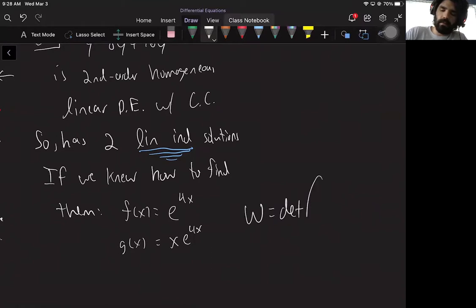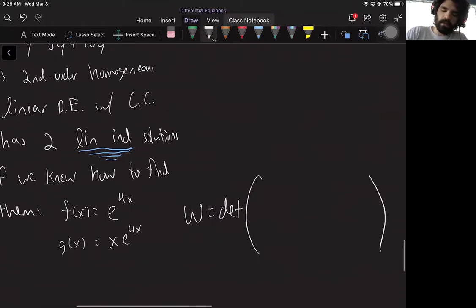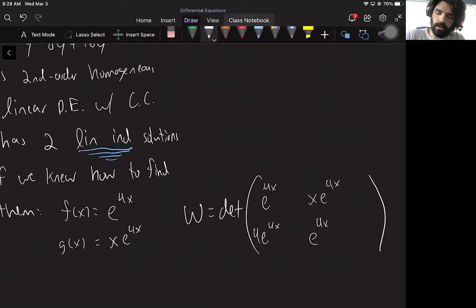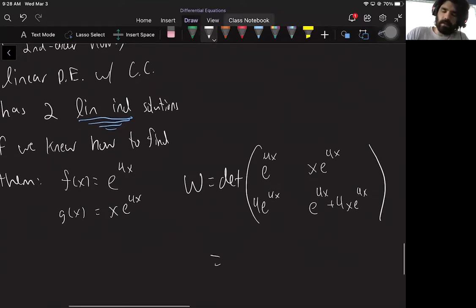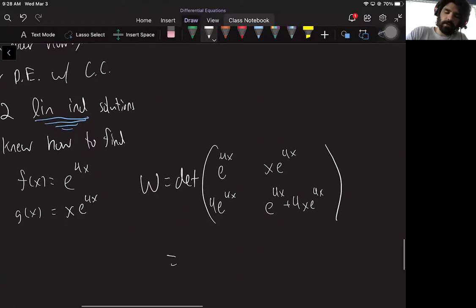So let's do that. All right, so the Wronskian of these two functions would be, if I take the derivative of f of x, it's 4e to the 4x. Oops, so that goes underneath. Skip a step. And then over here is just x e to the 4x, but now I've got to use the product rule, which is a bit annoying, but that's okay. Plus, okay, so you can check that with the product rule, and then the determinant is multiply the diagonals.